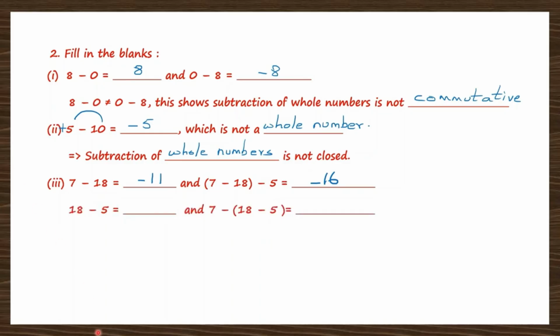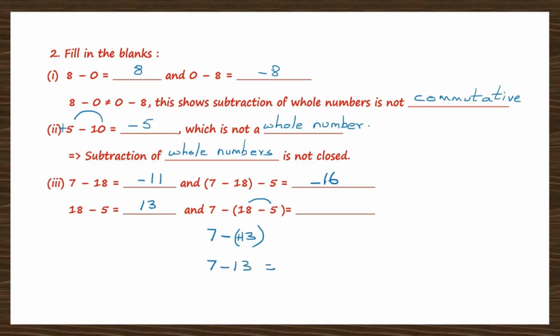Now, the other part here is 18 minus 5. How much is 18 minus 5? When you subtract 18 minus 5, you get 13. And 7 minus 18 minus 5. So let's do that. 7 minus, now let's work out these two. 18 minus 5 is 13. Now let's open the brackets. 7, and this is a plus sign. But when you see a minus sign before the bracket, you change the sign of plus 13 to minus 13.